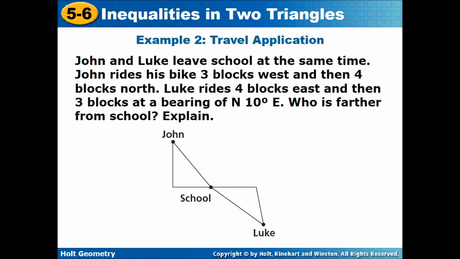Luke rides 4 blocks east and then 3 blocks at a bearing of north 10 degrees east. Well, that's an angle, so think about that. Who is farther from school? And then, of course, you have to explain it. So let's see how we do it.